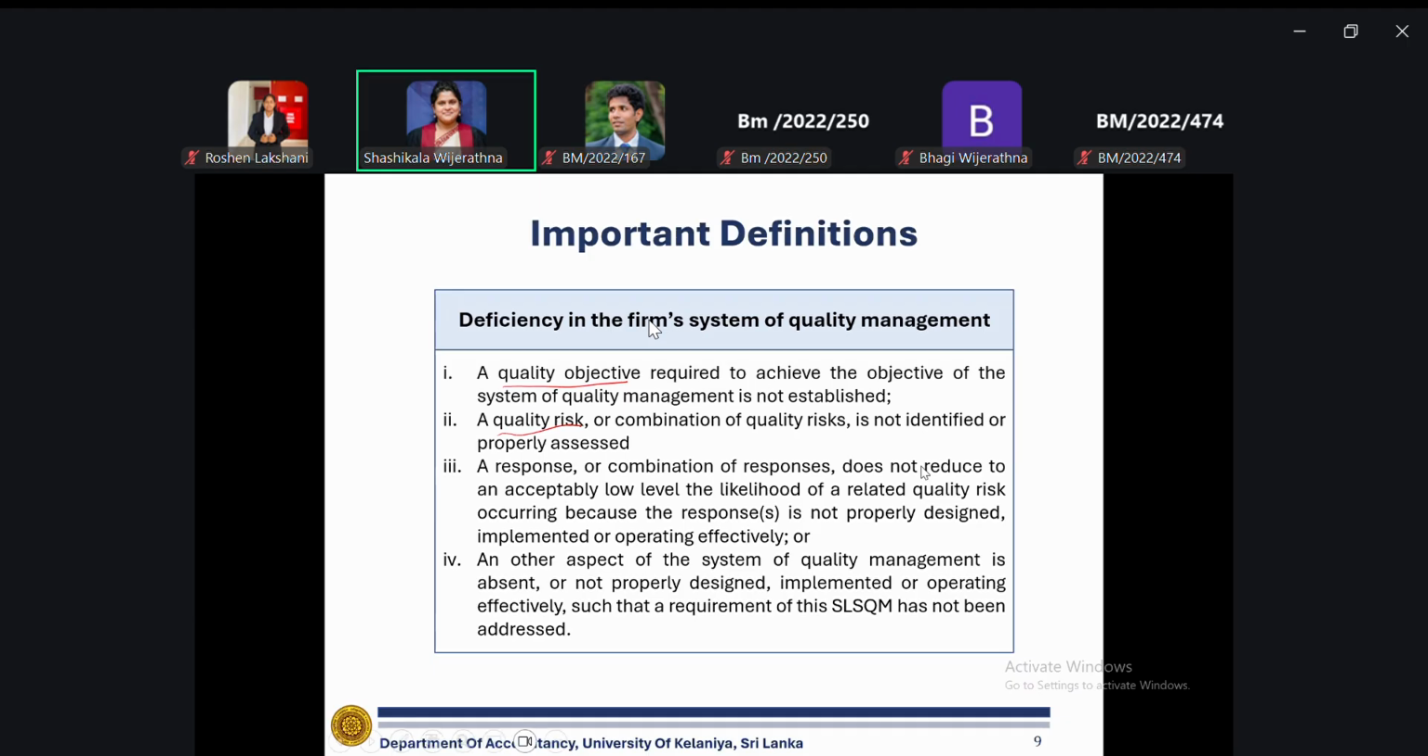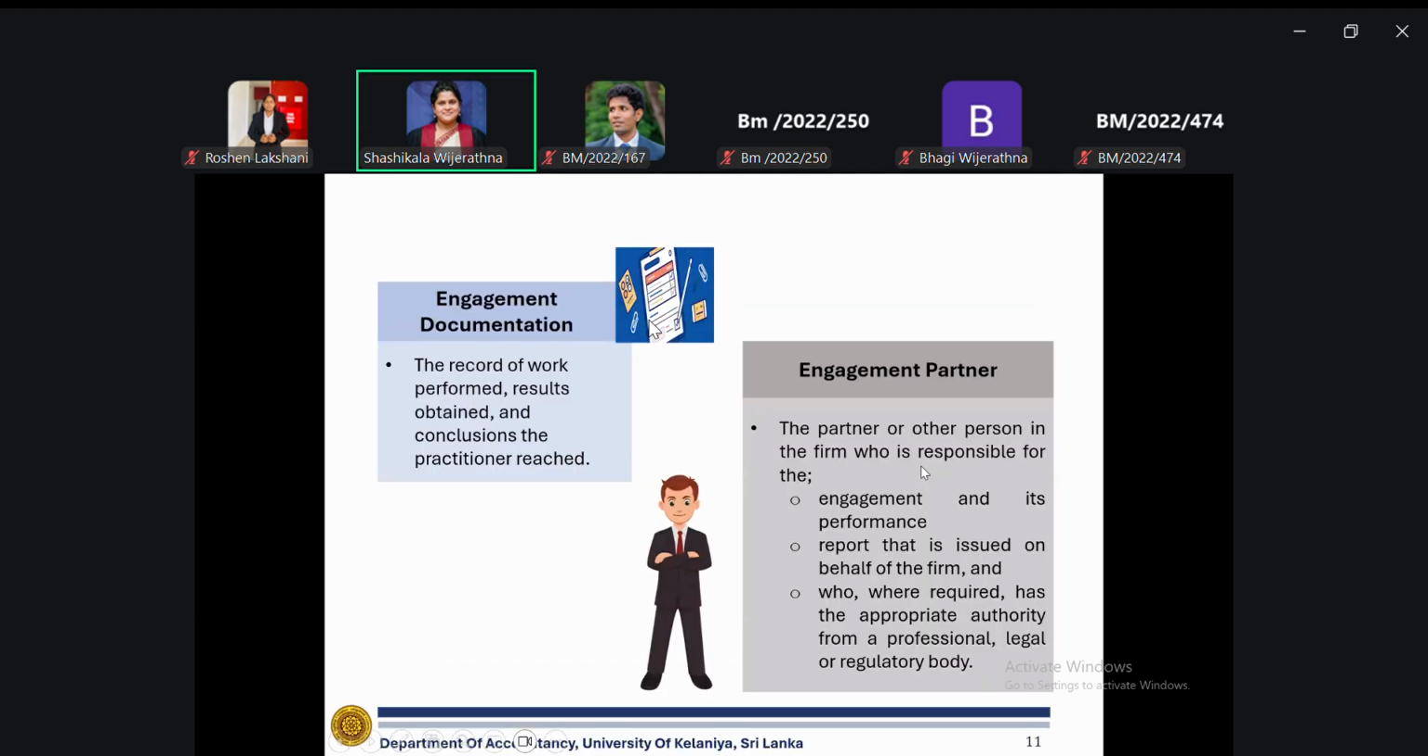Okay, so we will go back to our lesson. Then we have something called the engagement documents. Okay, so there are a lot of definitions under the standard, but I'm taking only those which are relevant for us.